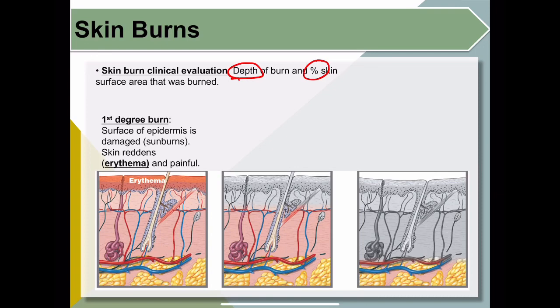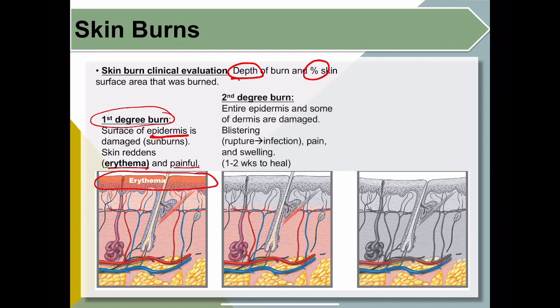1st degree burn is when only the surface of the epidermis is damaged. For example, in the case of sunburn, like I was talking about, the skin will appear red. Again, this appearance of red is called erythema. Okay, and it will feel painful. So erythema is what's happening to the epidermis layer for the first degree burn.